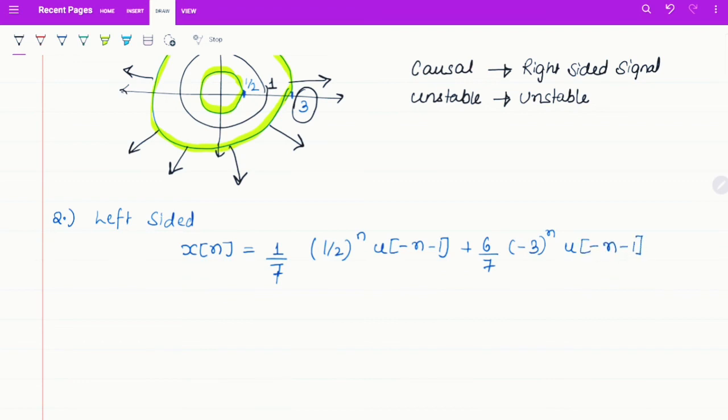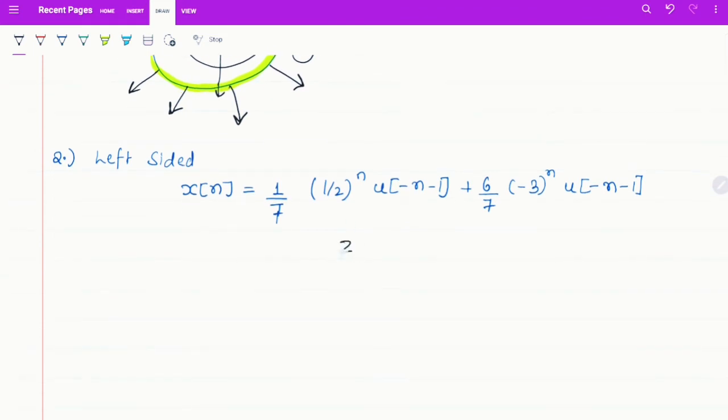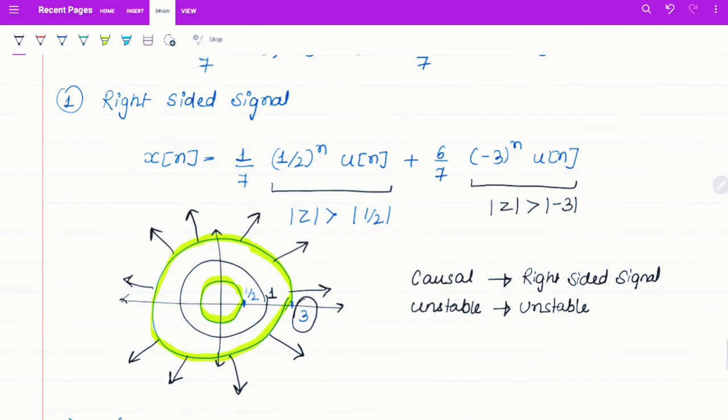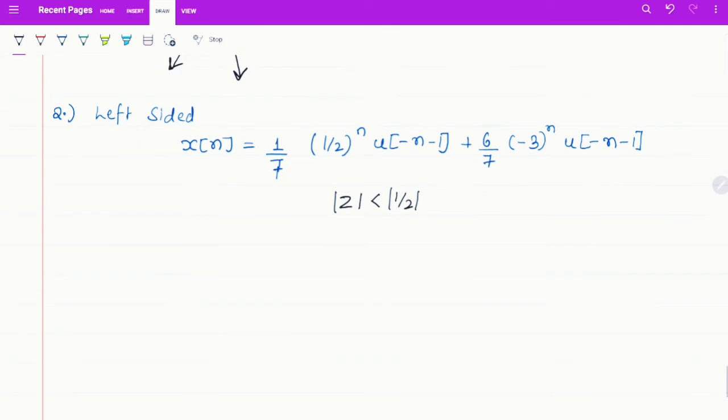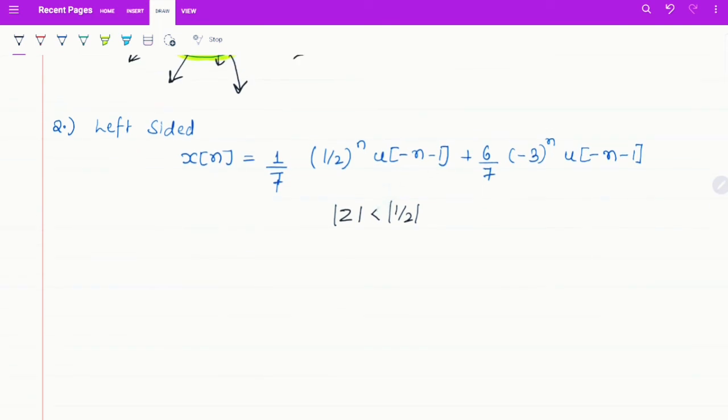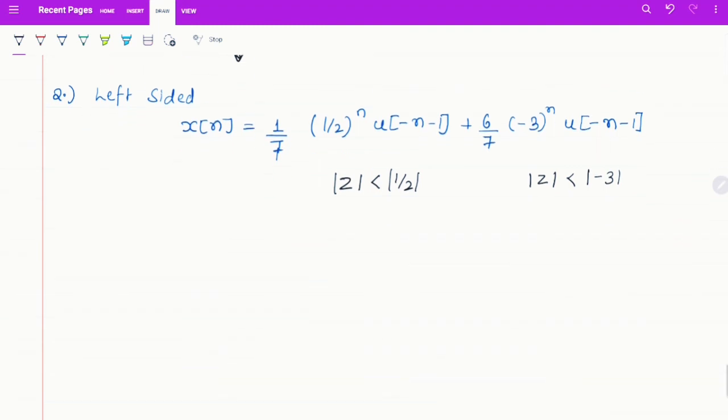So here I have mentioned this is a left-sided signal. For this, mod of z should be less than 1 by 2, less than mod of a, because this is left-sided. If this were right-sided, then we would have to use mod of z greater than mod of 1 by 2. Since this is a left-sided signal, I am putting mod of z less than mod of 1 by 2. Now similarly here, mod of z is less than mod of minus 3, or we can say mod of 3.